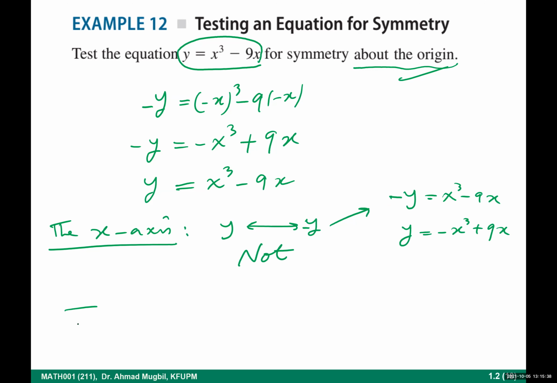What you will conclude about the y-axis? It will be not symmetric. It cannot be, because if it is symmetric about the origin and symmetric about the y-axis, it would be symmetric about the x-axis. Yes.